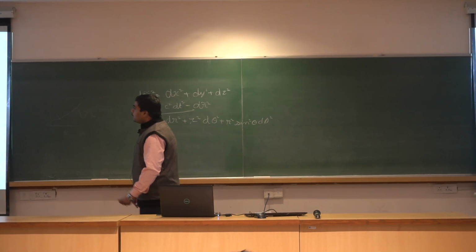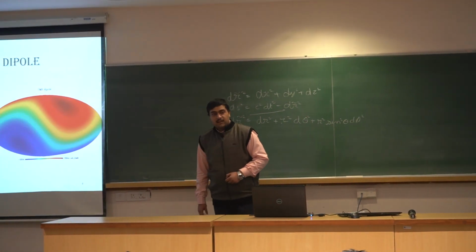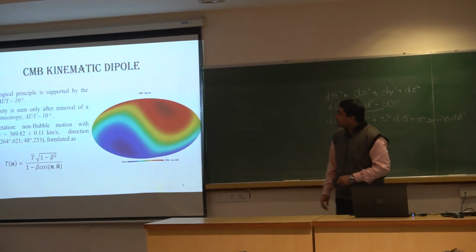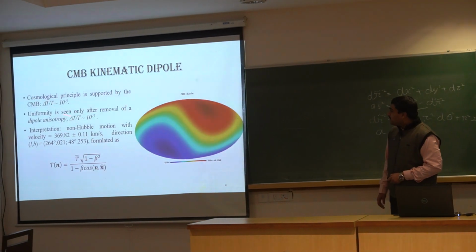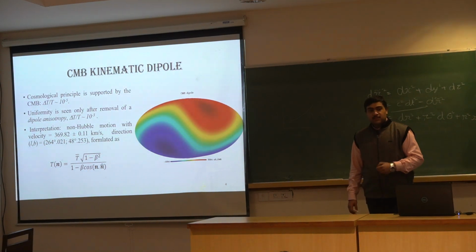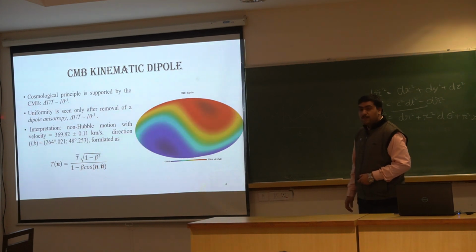Now, the cosmological principle is supported by the cosmic microwave background. So, do you all know about the cosmic microwave background? Okay. The cosmic microwave background is isotropic to 10 parts per million, a fact that supports the isotropy of the universe. But before reaching that level, we encounter a dominant dipole anisotropy of 1 part per thousand.